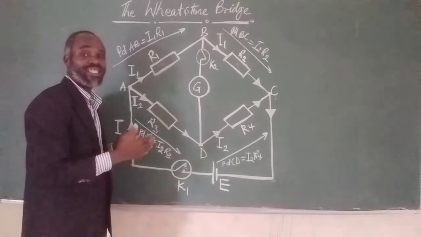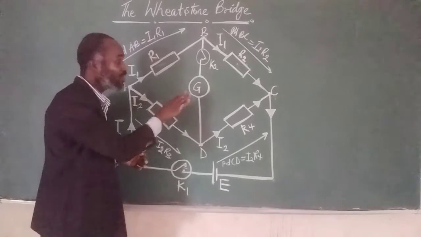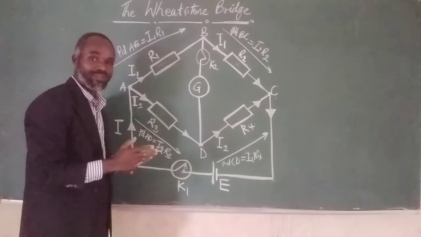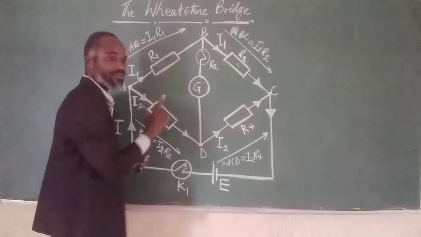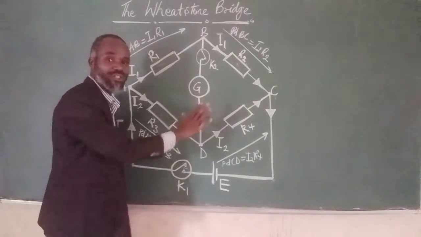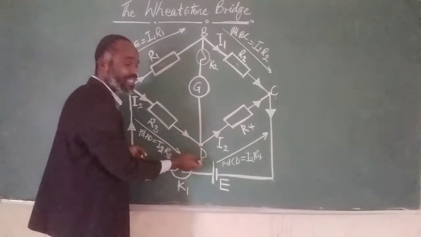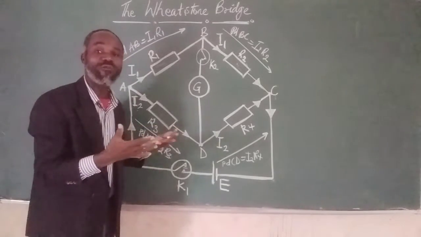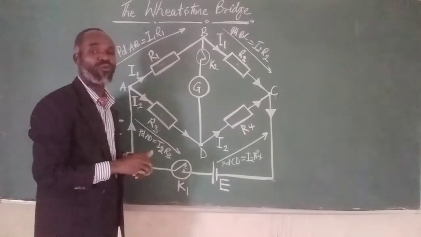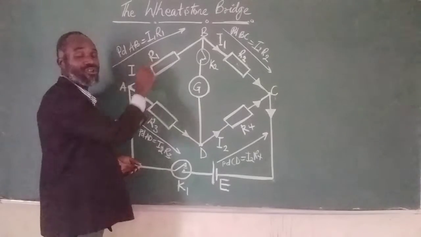But it will get to a point where, with variation in the values of the resistance boxes, there will be no deflection. I repeat, there will be no deflection on the galvanometer pointer. If any of these resistances is varied, a point will be reached where there will be no deflection on the galvanometer pointer. At that point, the branch B and D is at the same potential. So there is no current flow, and that is why the galvanometer does not show any sort of deflection. So we need to use some mathematical representation to find the unknown resistance.